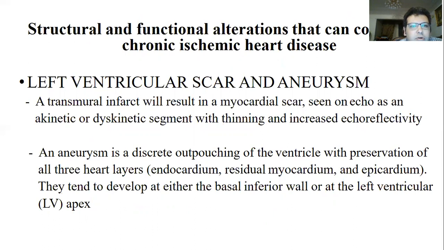This is a list of structural and functional alterations that can complicate chronic ischemic heart disease. First, left ventricular scar and aneurysm. A transmural infarct will result in a myocardial scar, seen on echo as an akinetic or dyskinetic segment with thinning and increased echo reflectivity. An aneurysm is a discrete outpouching of the ventricle with preservation of all three heart layers. They tend to develop at either the basal inferior wall or at the left ventricular apex.